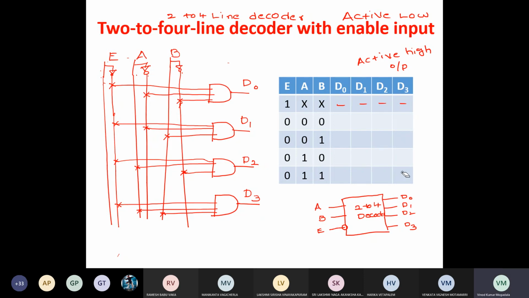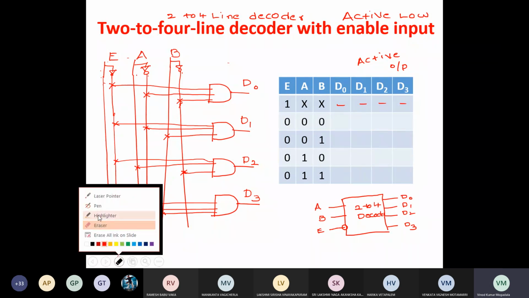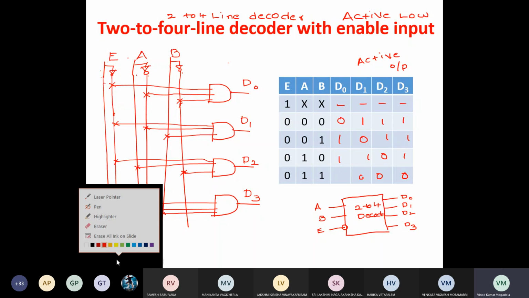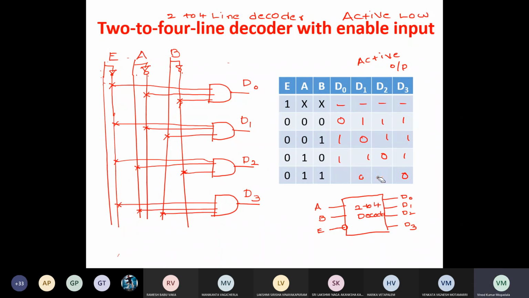If it is the active low case, that means for this combination we should have the output 0, and for the remaining combinations 1. So this is 0 and the remaining are 1, and this is D2 is 0 and the remaining are 1, 1, and this is 0 and the remaining are 1, 1.